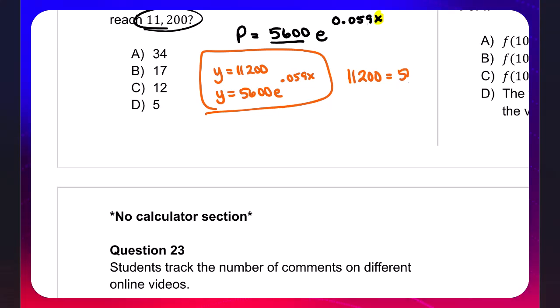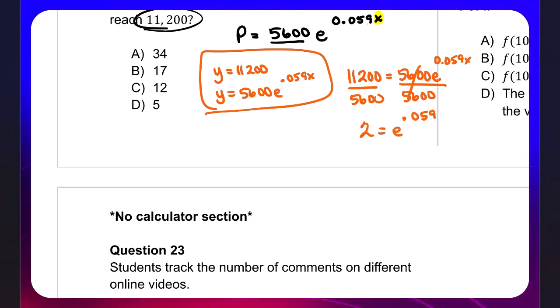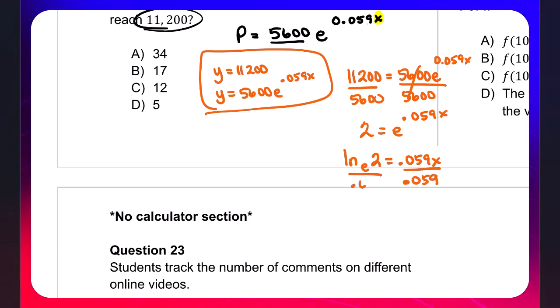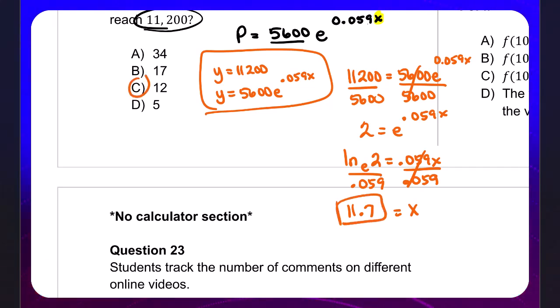So set it equal to 5,600. Then we're going to divide both sides by 5,600. That is 2. That makes it look much nicer. And then at this point, we have to change it to a logarithm. Since it's base e, I'm going to use natural log, base e, of 2, and then divide by 0.059. Yes, it will take longer than typing it in Desmos, but you may not have access to Desmos. So I've got 11.7, which rounds up to be 12 years.